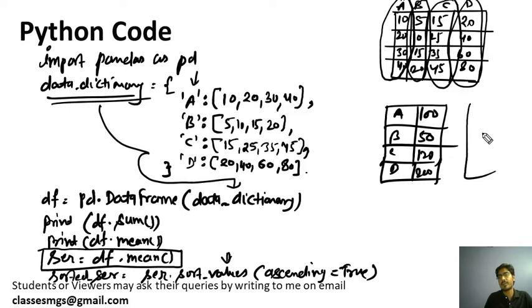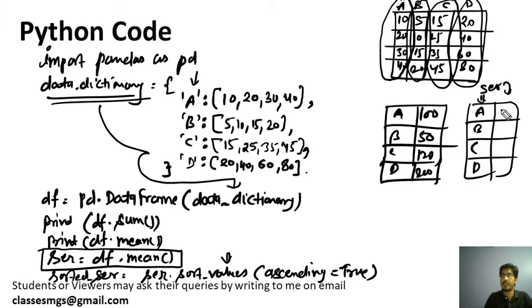Like the mean, I have already shown you how to calculate it. Mean means average. So for a, b, c, d, it will be a series object. Let's suppose in the series object the key will be the index, that is the column name, and the value will be the mean. So it will have 25, I think, then 12.5, then 30 and then 50. This is the mean.